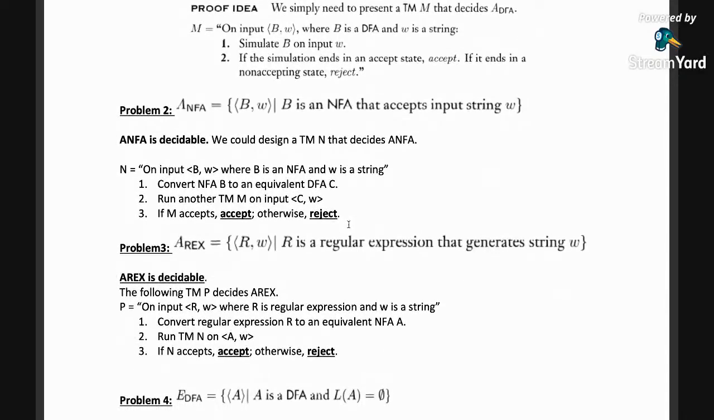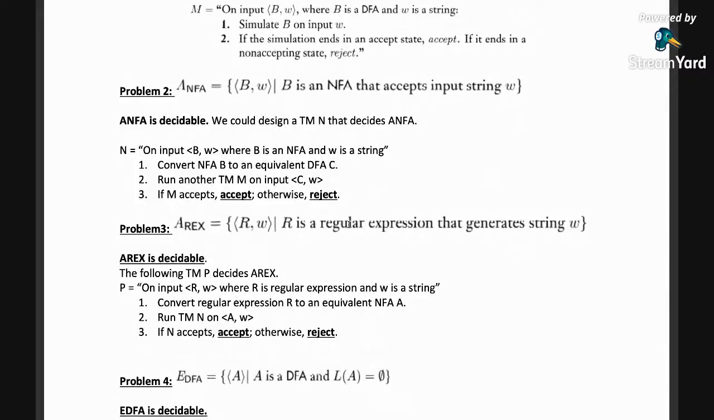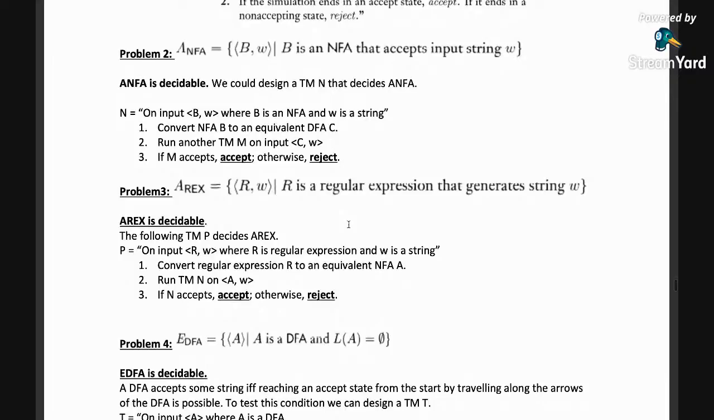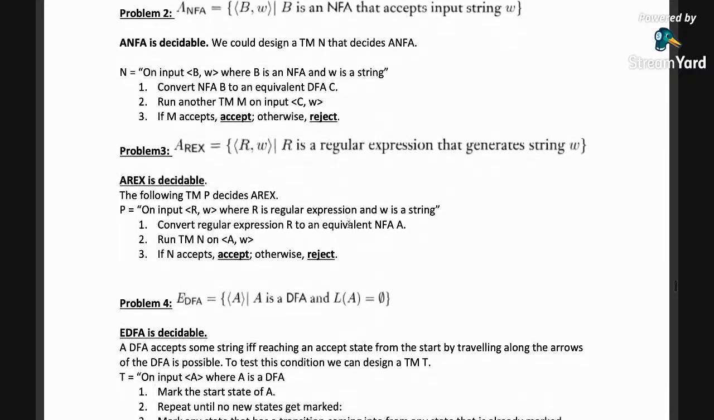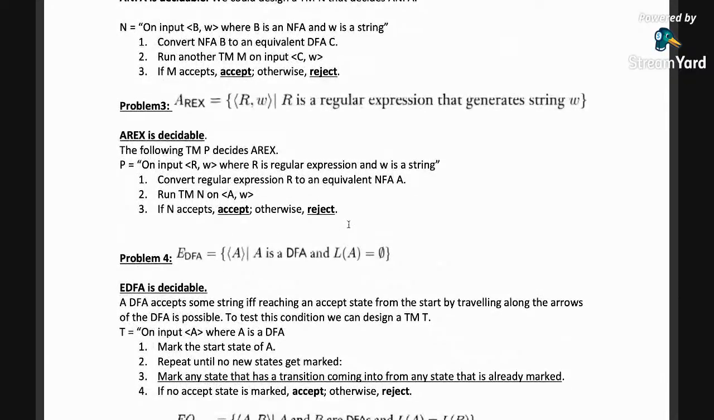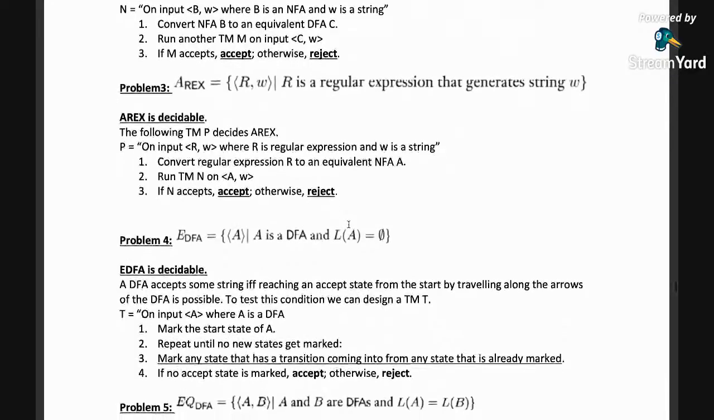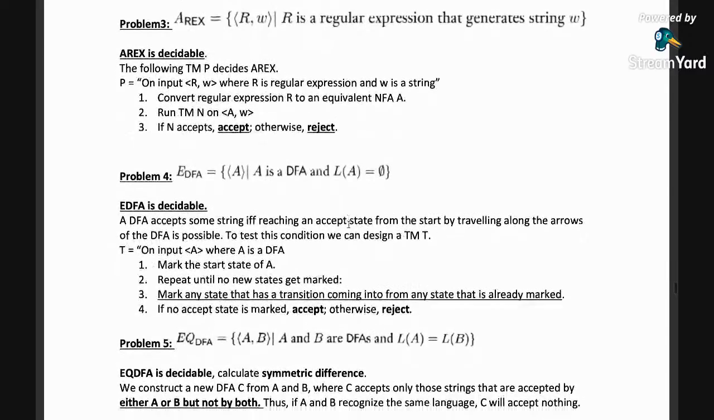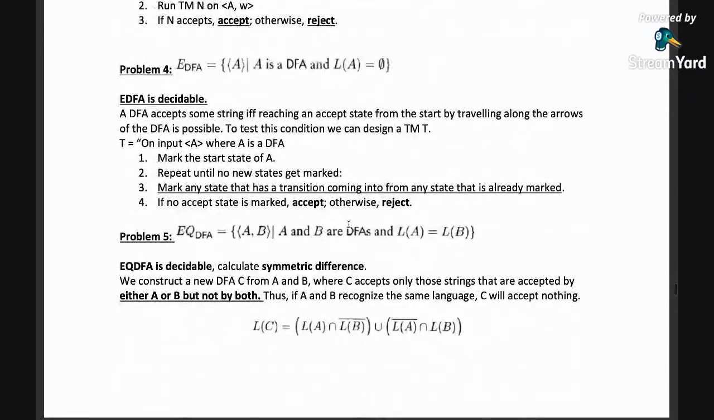Problem 2. A_NFA: B is an NFA that accepts input string W. A_NFA is decidable. We could design a Turing machine that decides A_NFA. A_REX: R is a regular expression that generates string W. So it can also be done. So it is decidable.